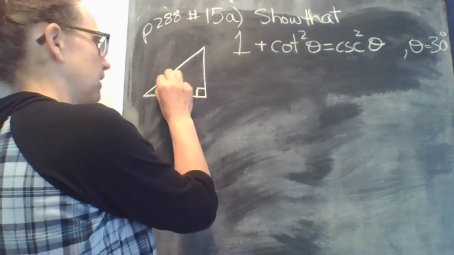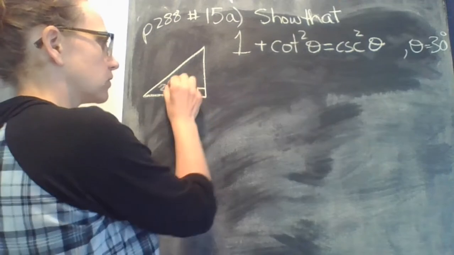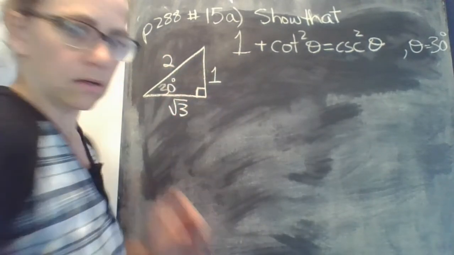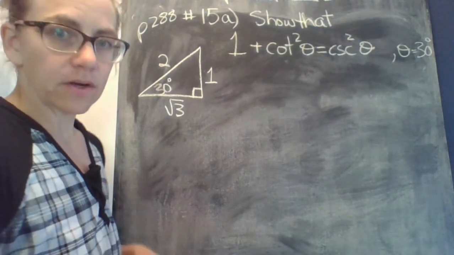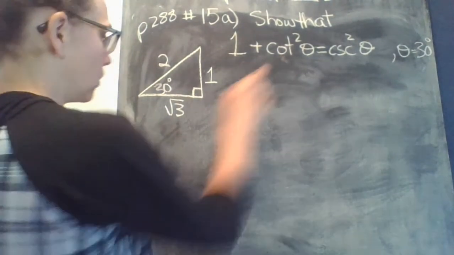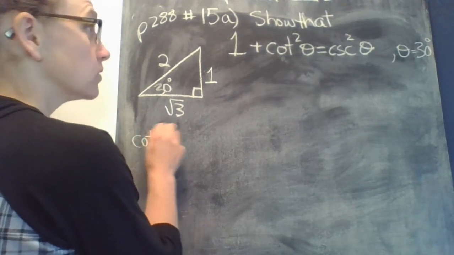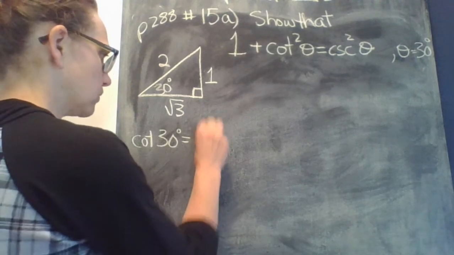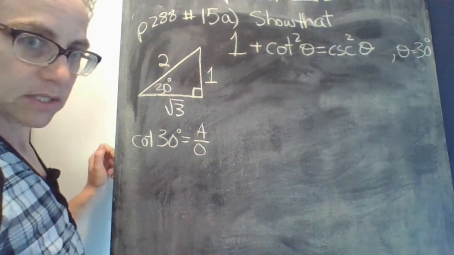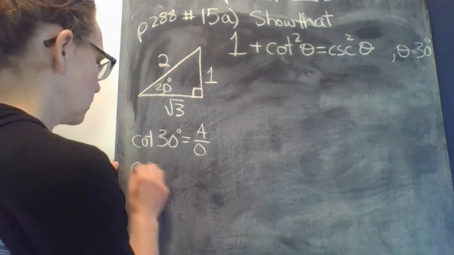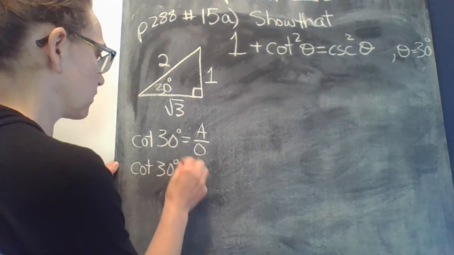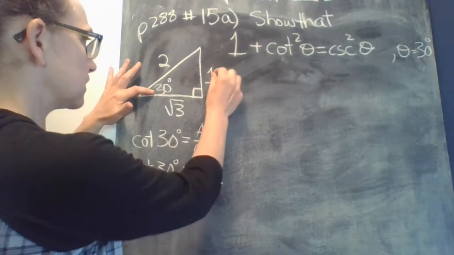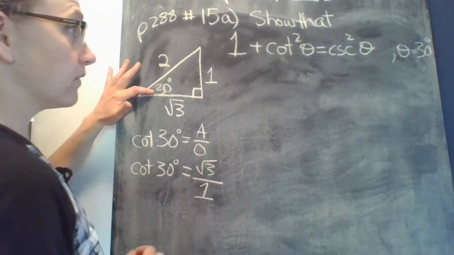So let's see, when I had 30 degrees, the smaller angle looked at the smaller side, so there's my 1, there's my 2, there's my root 3. Okay, so let's figure out what these things are. So remember cotangent. So the cotangent of 30 degrees, well, that's equal to adjacent over opposite, right? It's the upside down of tan. So cotangent of 30 degrees, adjacent is my root 3. Opposite is my 1. So I now have that value.